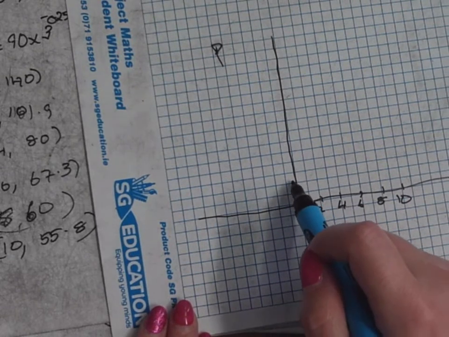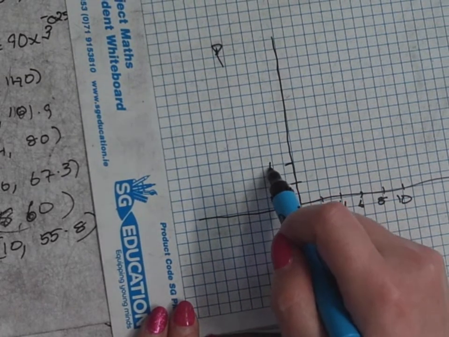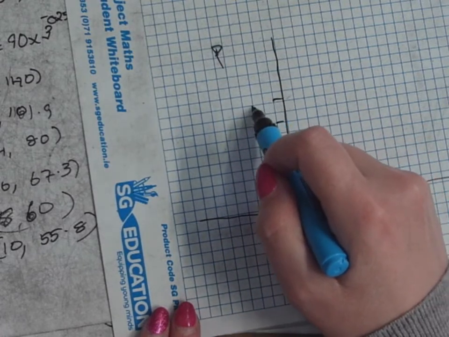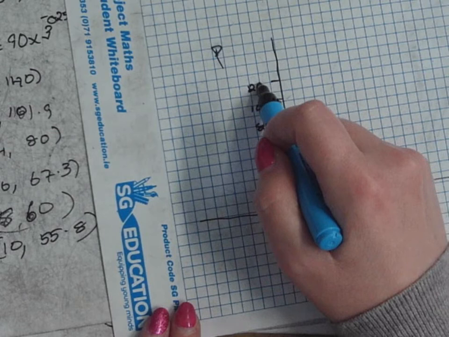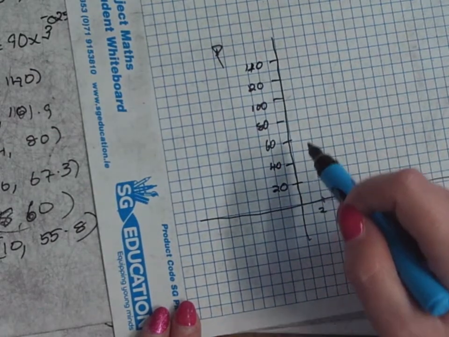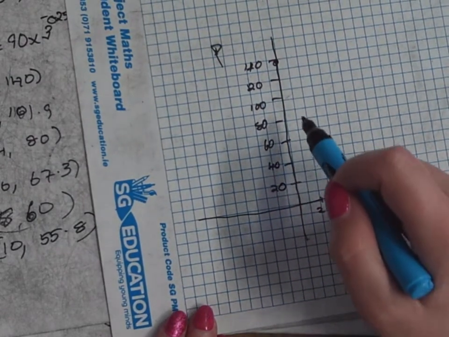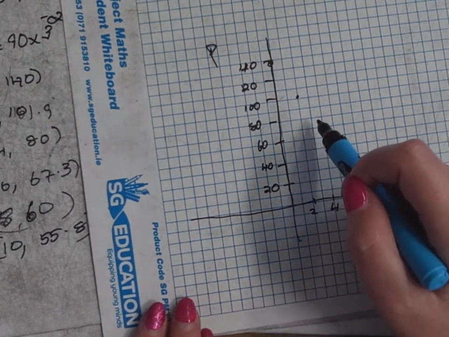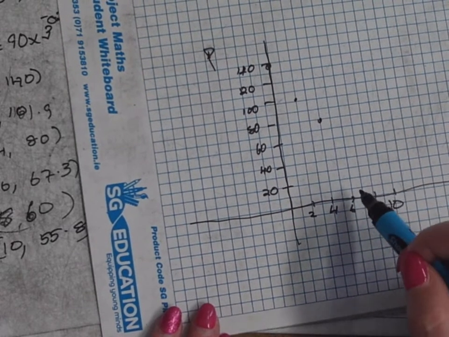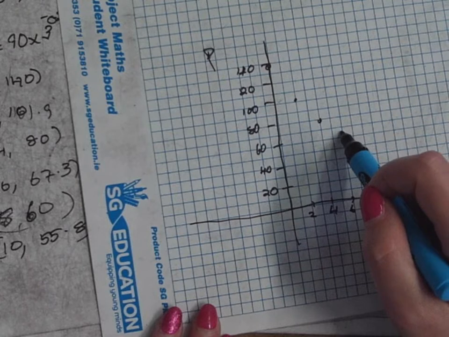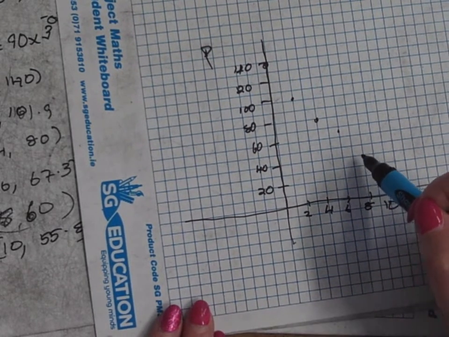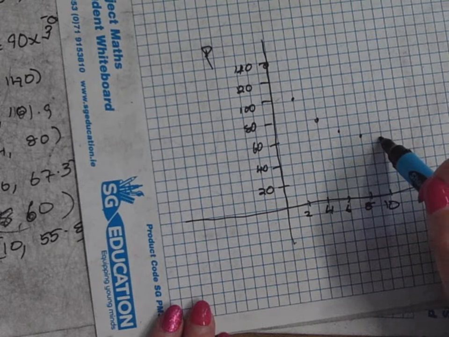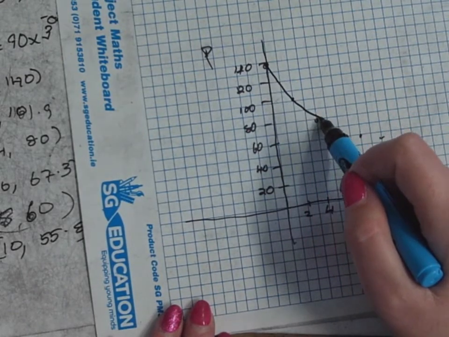I'm going up to 140, so I'll go 20, 40, 60, 80, 100, 120, 140. So it's 0, 140. Then 101.9, so that's 102, a little bit past 100. Then 480, 67.3, so 67, a little bit less than 70, so it's there. 860, and 55.8, about there. Okay, so it starts at 140. It's an exponential curve.